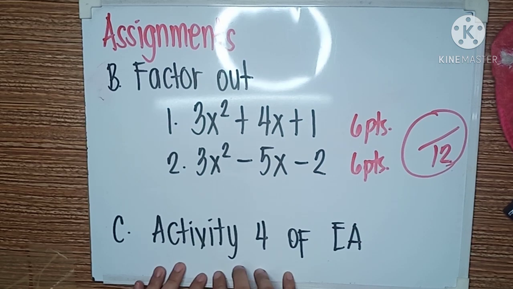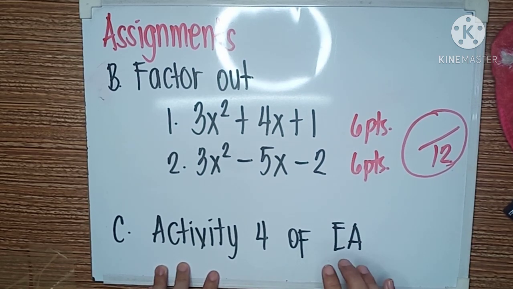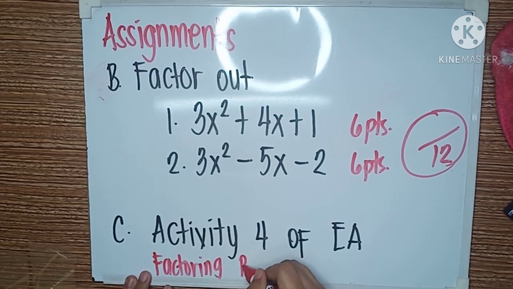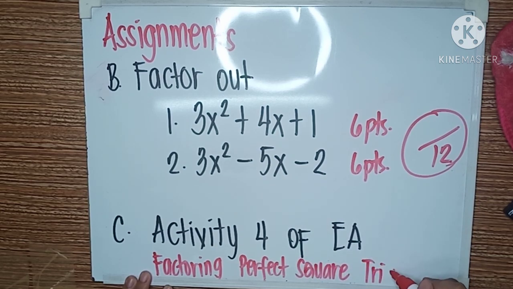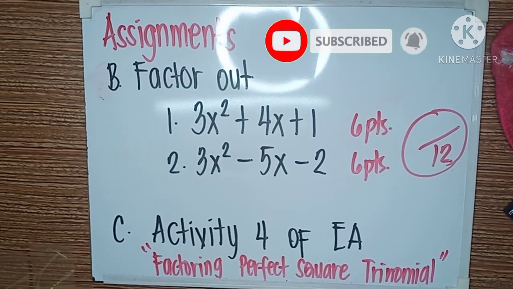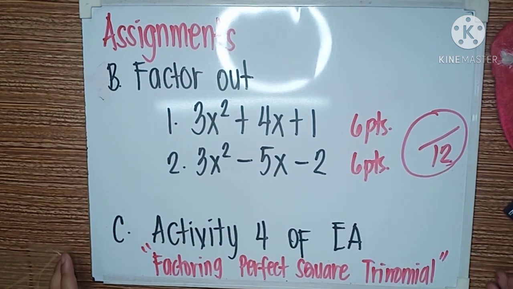Another assignment for today is activity 4 of the enrichment activity. Ang title nun ay factoring perfect square trinomial. Sulat ko, factoring perfect square trinomial. So, ito po yung title ng activity 4 sa enrichment activity. And that's all. Good luck for your assignments.